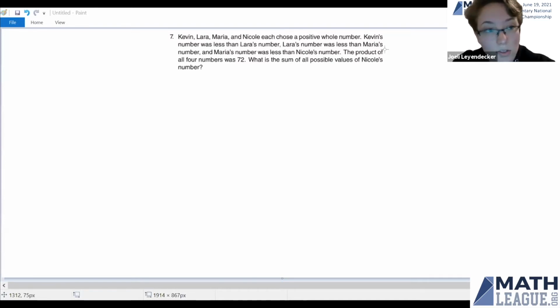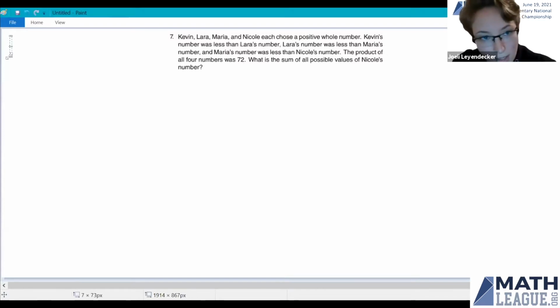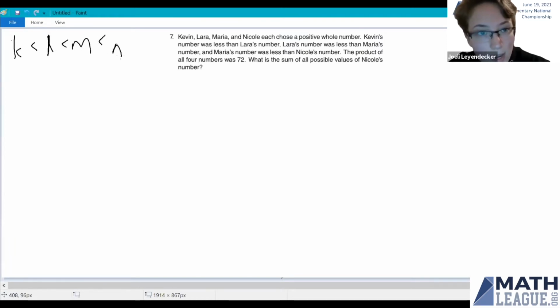So to start, let's just define variables. Since Kevin, Laura, Maria, and Nicole all start with different letters, we'll just say K is Kevin's number, which is less than L for Laura's number, which is less than M for Maria's number, which is less than N for Nicole's number. Now, we know they're all positive whole numbers, and we know that their product is 72.